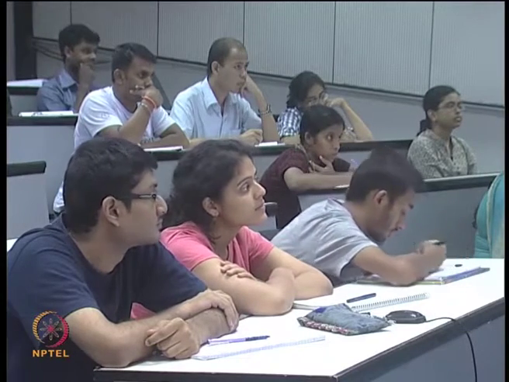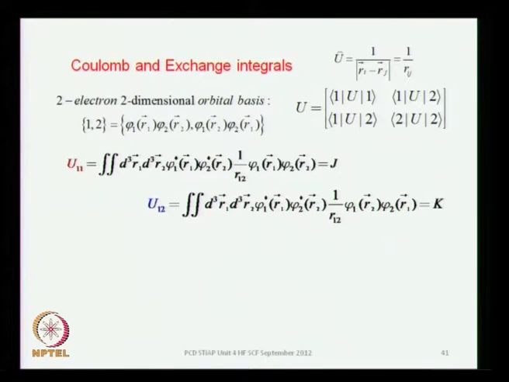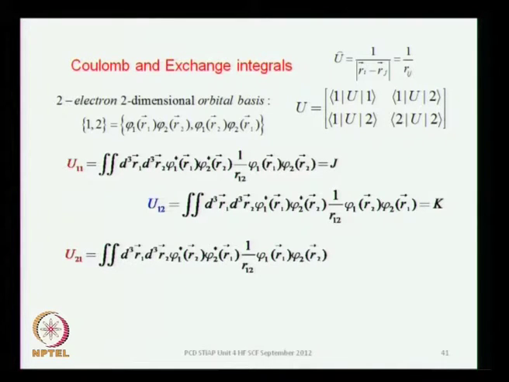What about u21? Develop an expression for u21. So, u21 is this element, right. This is phi 1 star r2 phi 2 star r1, and then you have got phi 1 r1 phi 2 r2 on this side. So, what is it, k star, right. So, this is the complex conjugate of k.